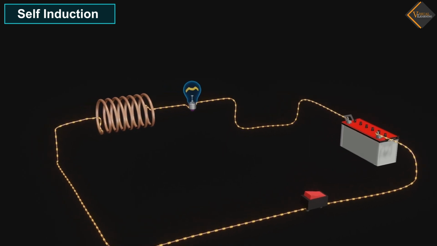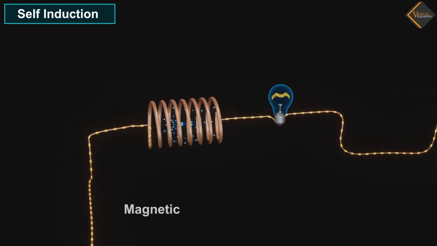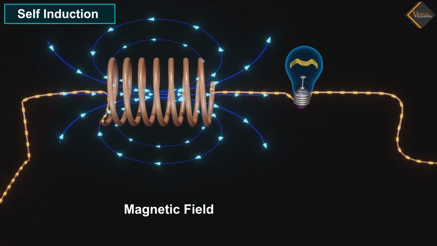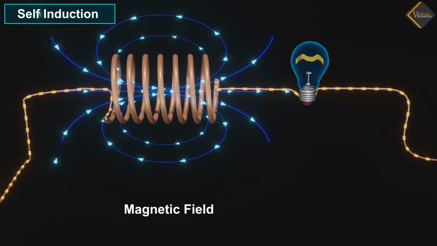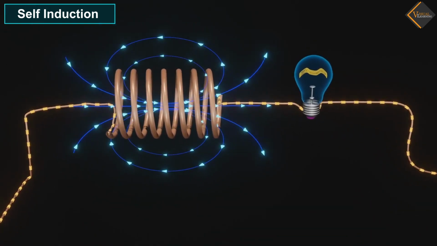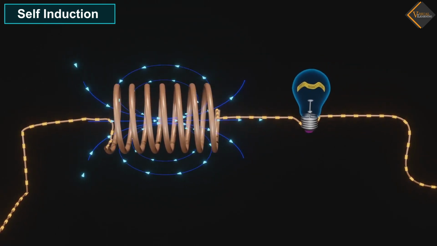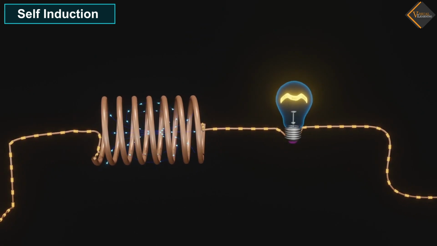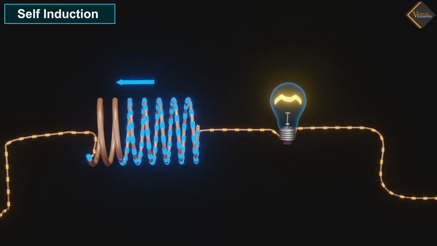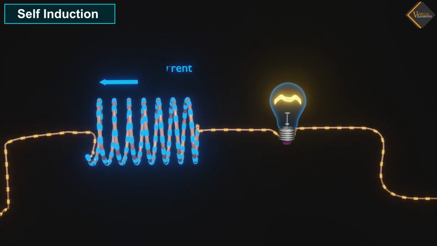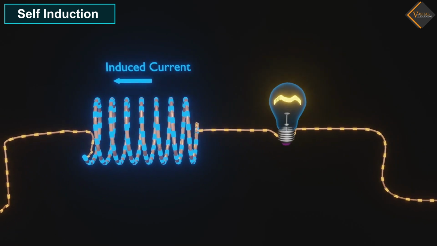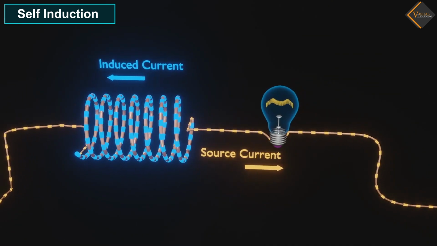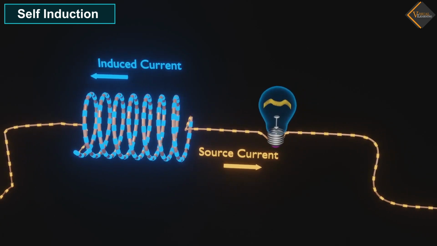When current passes through the coil, it creates a magnetic field around it. This magnetic field increases or decreases along with the current. According to Faraday's first law, whenever there is a change in the magnetic field within a coil, it generates a current in that coil. This current is known as induced current. This induced current flows in the opposite direction to the source current.